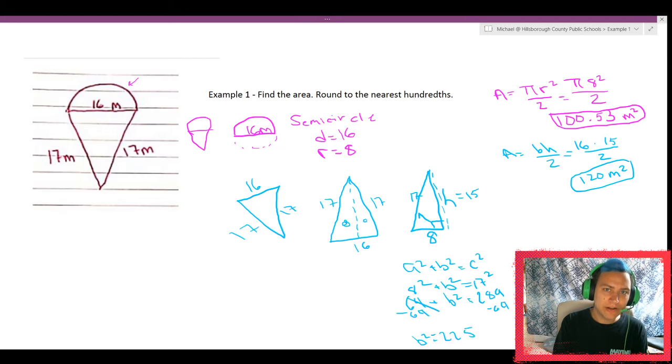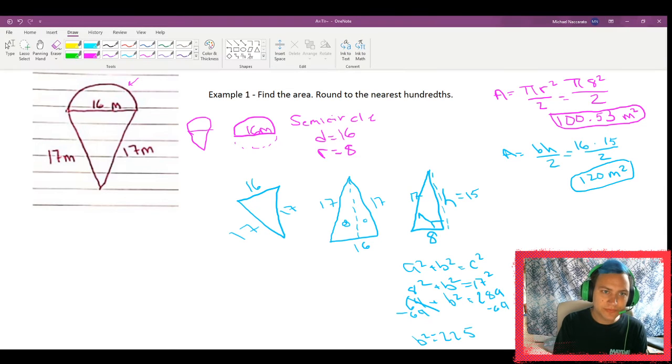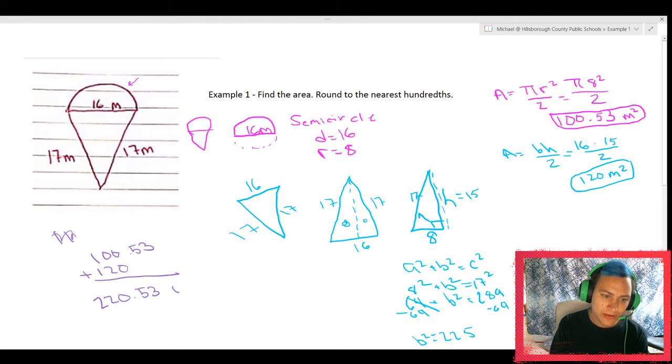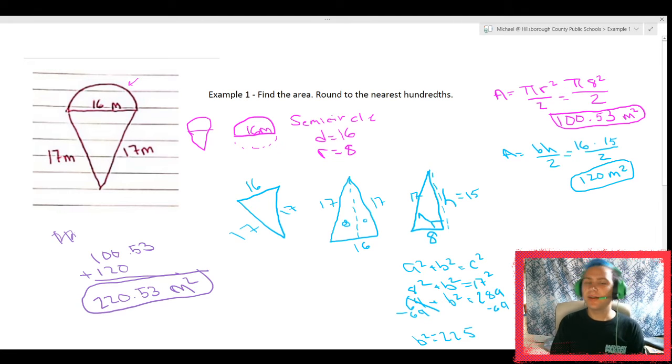Since we want to find the area of the entire composite figure, and since I now know the area of the circle, or the semicircle on top, is 100.53, and the area of the triangle cone on the bottom is 120, we're going to take those two things and just add them together. And if we do that, we get 220.53 meters squared. And that's the actual composite area of that little cone shape. So pretty easy. Like I said, if you understand your area stuff, this isn't going to be a problem at all.